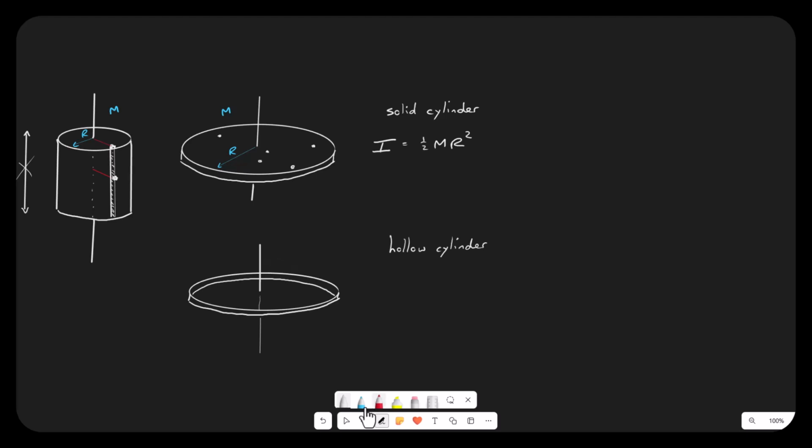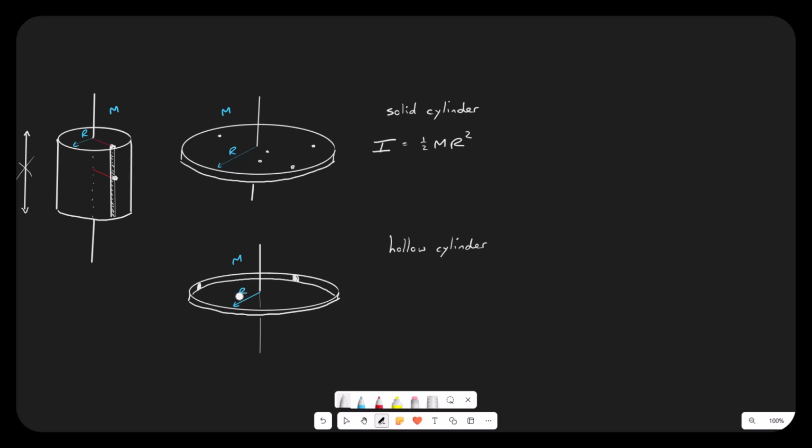The hollow cylinder, if this is made with a mass m and a radius r, I guess I can do this, right? Mass m, radius r. The hollow cylinder looks a lot like the solid cylinder, but it's made of particles that are all out on the far edge.